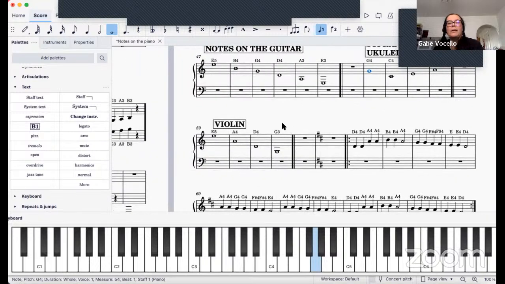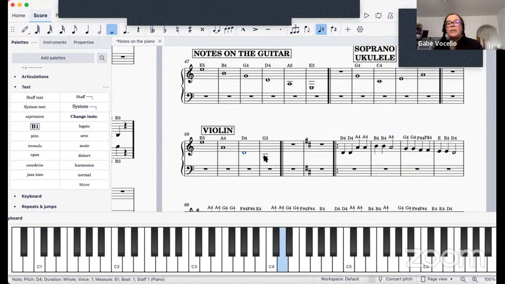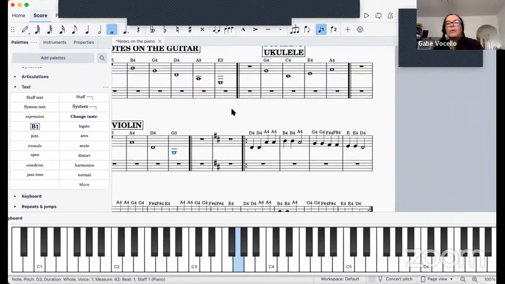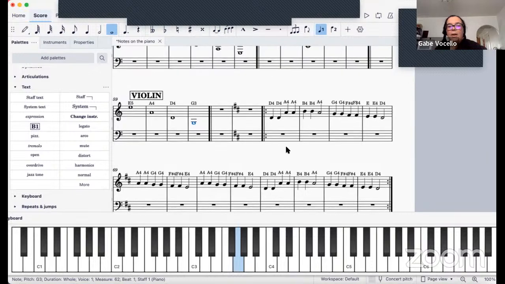On the violin: E5, A4, D4, G3. So it does not matter what notes. If your instrument has the range, you can play any music. So reading the notation will allow you to play any instrument that you wish. Let's listen, you may already know this melody.